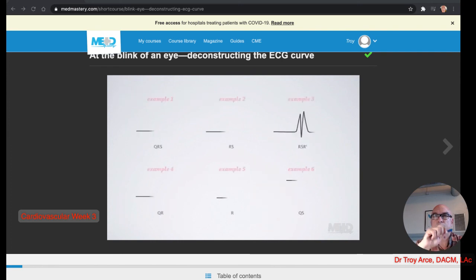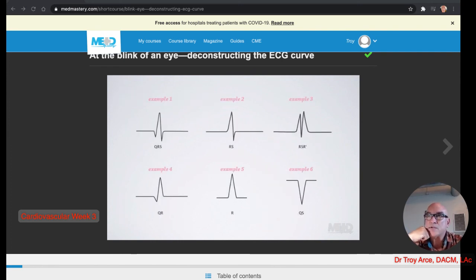Here are the different examples again. Take a close look at them. Good idea to get a screenshot when you get a chance. Example number 1 had a Q wave, an R wave, an S wave. Example number 2, an R wave and an S wave. Example number 3, R, S, R prime. Example number 4, a Q wave and an R wave. In example number 5, just one big upward deflection, that has to be an R wave. And in example number 6, just one big downward deflection, which of course has to be a QS pattern.